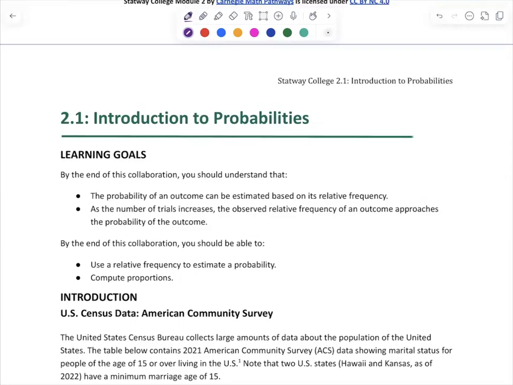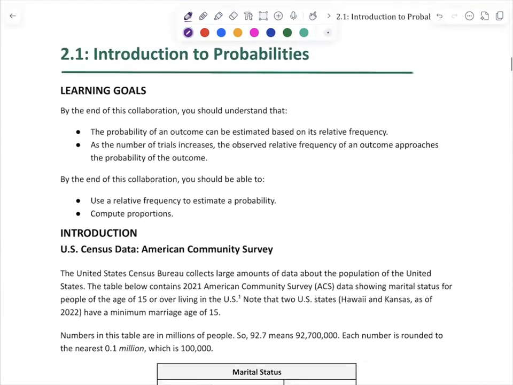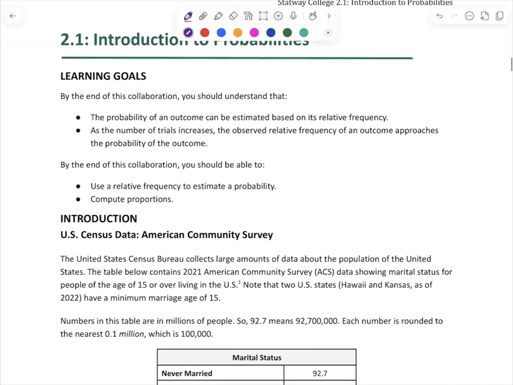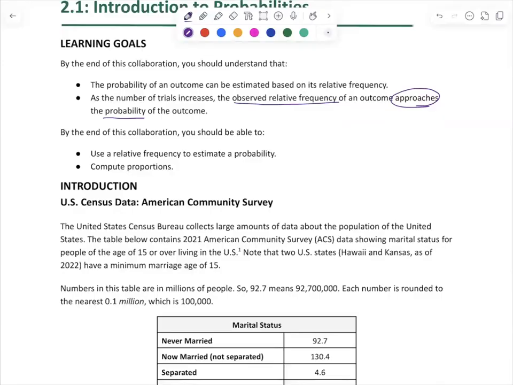As usual with the collaboration, we always start with some learning goals. By the end of this collaboration, you should understand that the probability of an outcome can be estimated based on its relative frequency. As the number of trials increases, the observed relative frequency of an outcome approaches, it's getting closer and closer to, the probability of that outcome. You should also be able to use a relative frequency to estimate a probability and compute proportions, everyone.